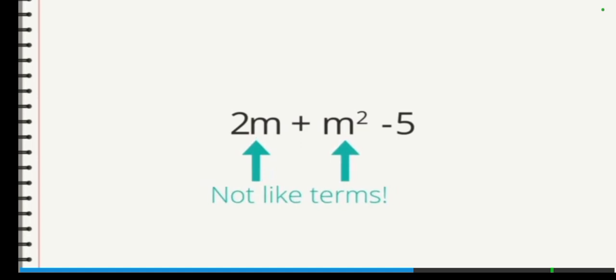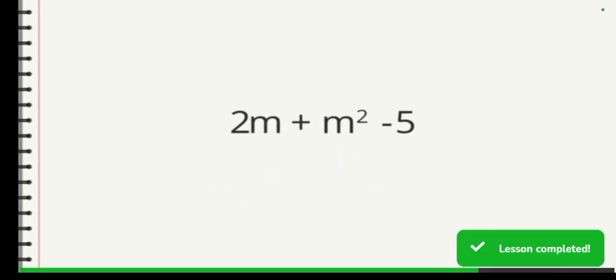Let's do another one. 2m plus m squared minus 5. Are there any like terms here? No, there isn't. M and m squared are not the same kind of term, so we can't add them together. Just like you can't add together the distance 2 meters with the area 1 square meter, you can't add m and m squared. They are different units, different kinds of term, so in this expression all the like terms are already gathered. But there is one thing we can do.